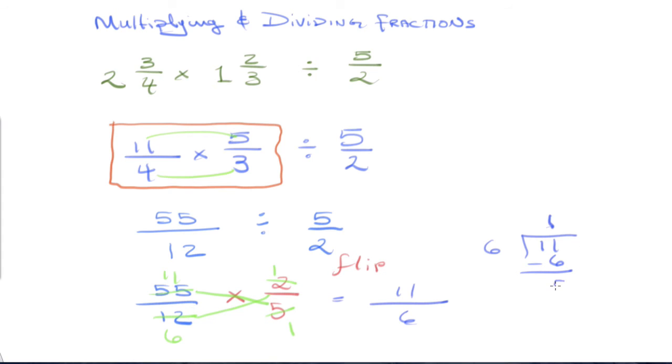Subtract, that's 5. So essentially what I'm saying is I can make one group of 6 out of 11, and my next group of 6 will only have 5 pieces in it, 5 out of 6. So 1 and 5/6 is the mixed fraction answer, while 11 over 6 is the improper fraction answer.